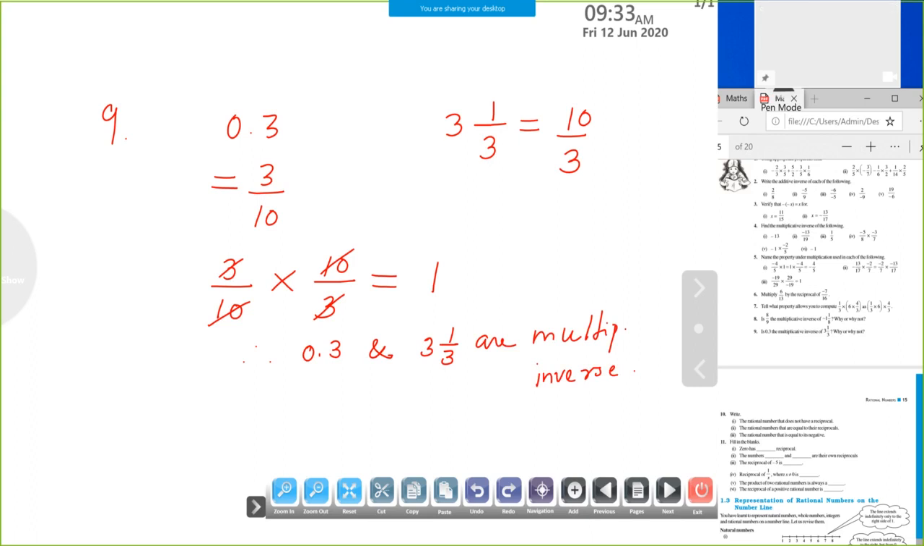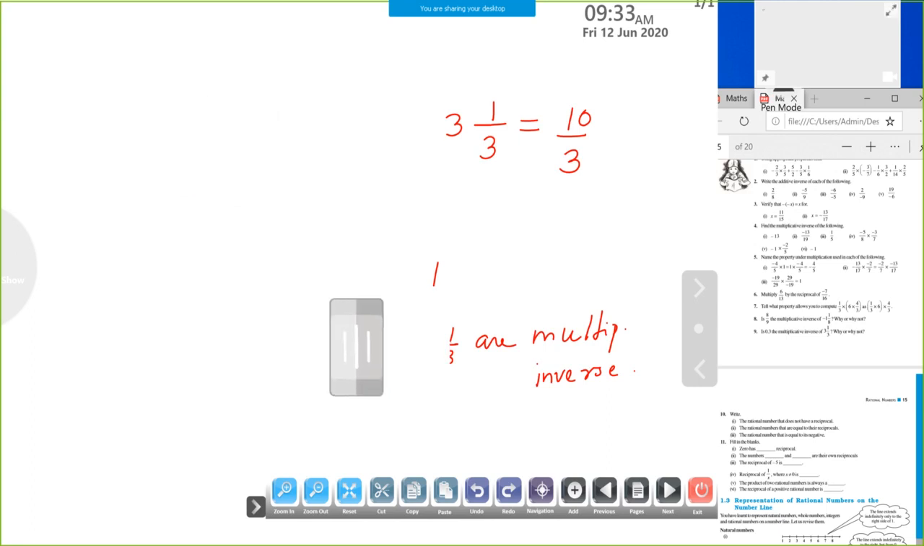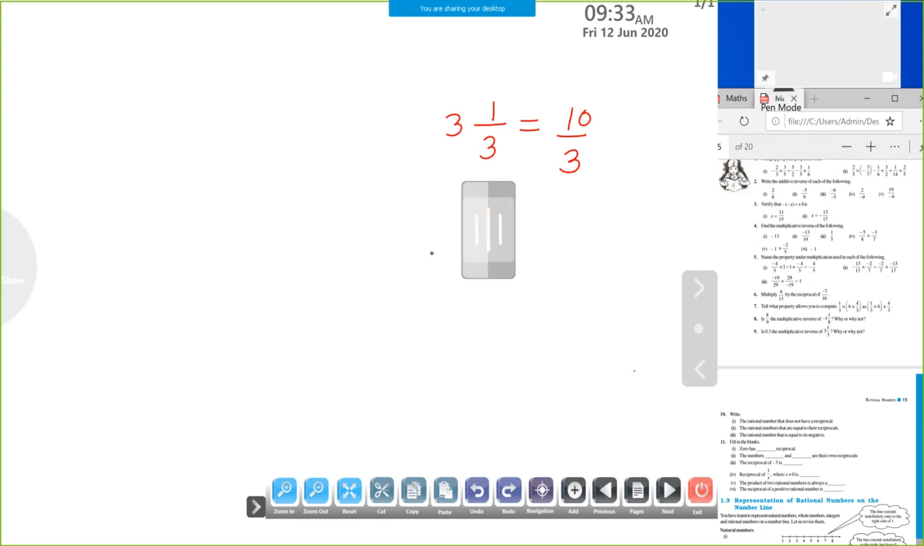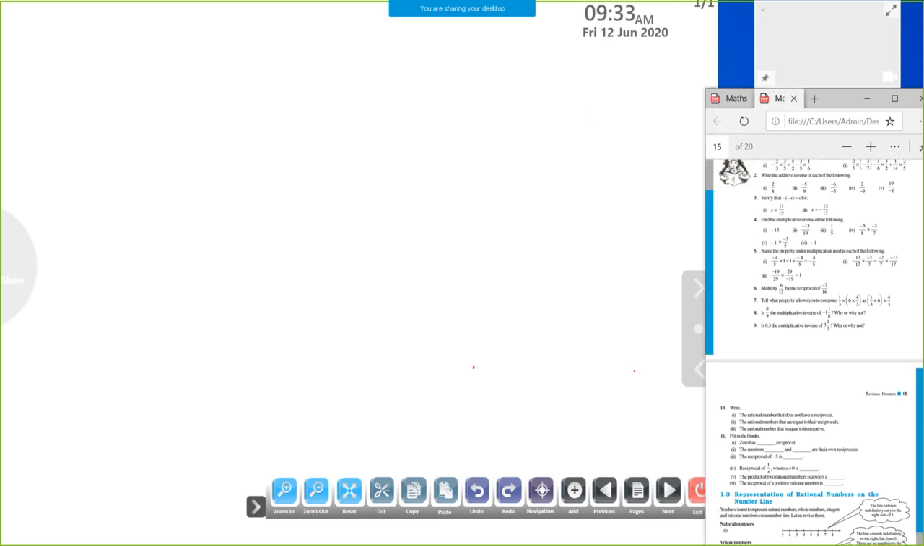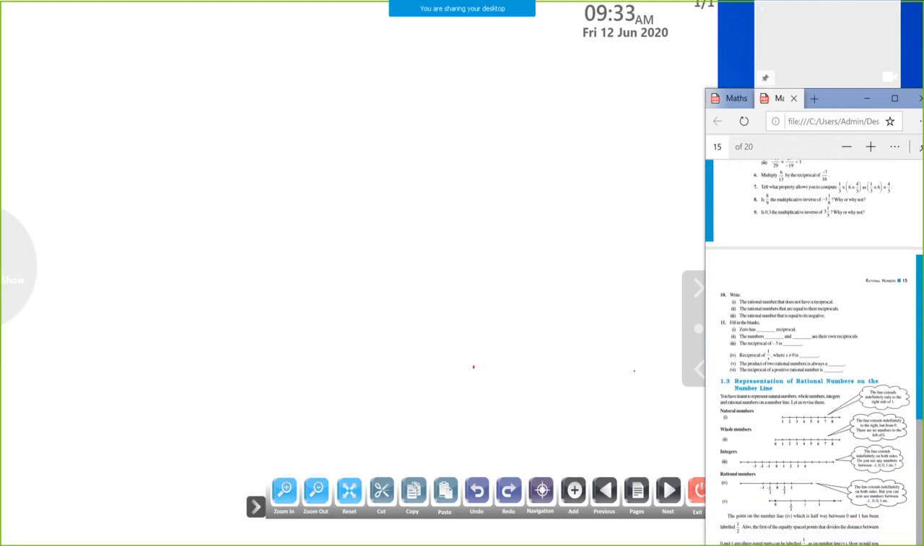Okay, so I hope you get it. As I told you for the previous question, find the product of the two numbers in the P by Q form, write it and find the product. If we get 1 as the answer, we conclude that they are the multiplicative inverse of each other. Now, all of you can look at the next question, that is the 10th sum. This we already discussed in the earlier classes. Write the rational number that does not have a reciprocal. Which number does not have a reciprocal?